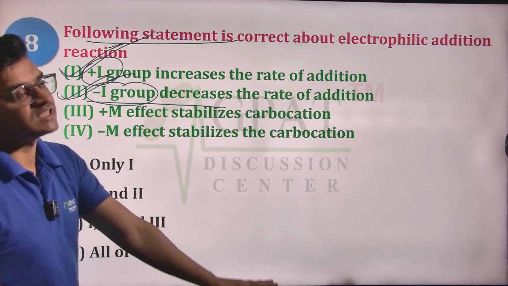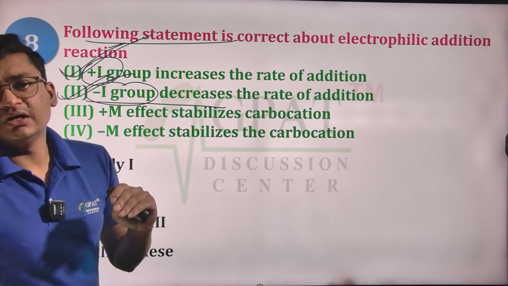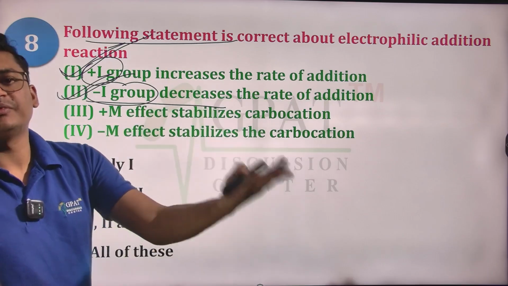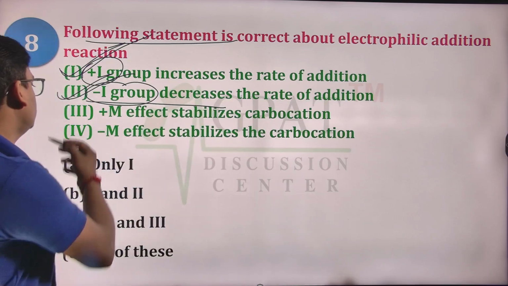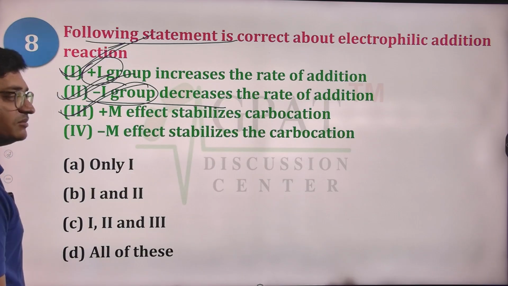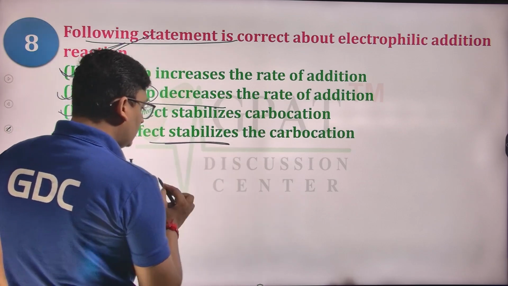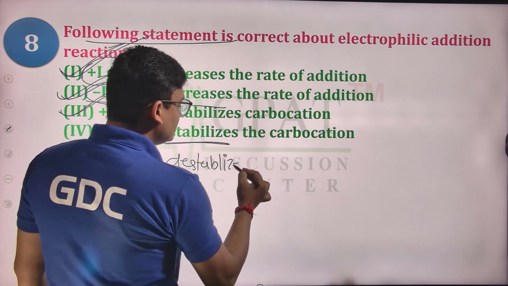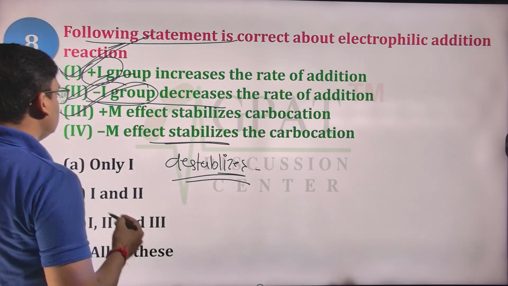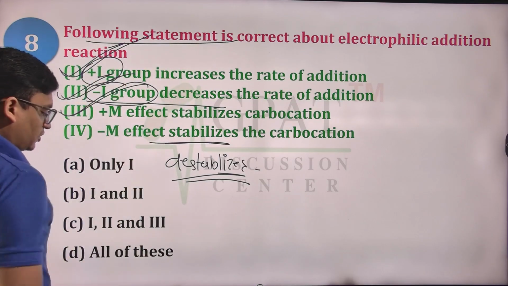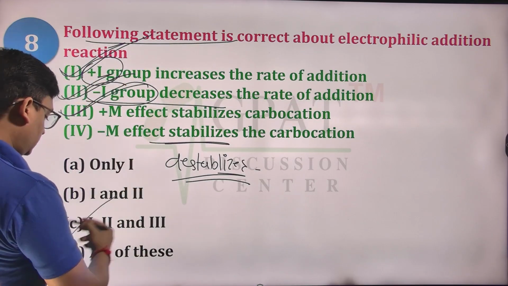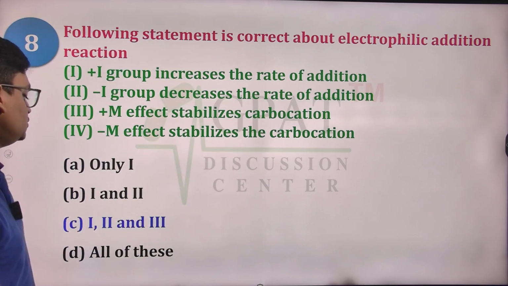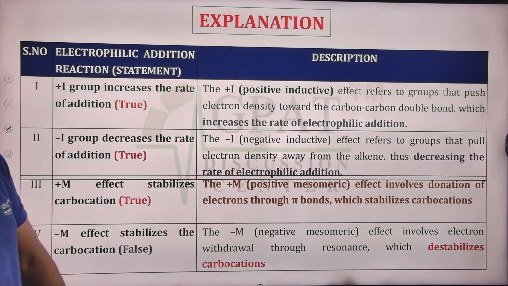Plus M stabilizes carbocation. Same. Plus M are electron donating groups. They donate electrons towards that particular carbocation, making it more stabilized. So yes, that is also true. Minus M stabilizes carbocation. No, they destabilize the carbocation. Thus, you are having 1, 2, 3 as the right answers. 1, 2, 3 are correct, but the 4th is wrong.